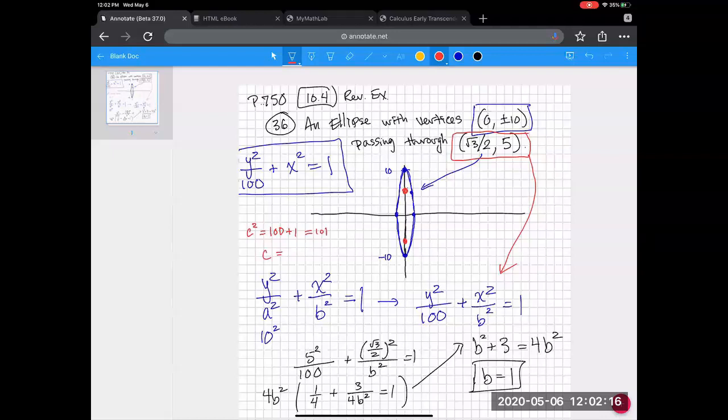except I just messed that up. I'm using a hyperbola instead of an ellipse. A is the big one. Let's try that again. Catch myself if I can. So a squared, which is 100, equals b squared plus c squared. So c equals the square root of 99, or 3 root 11. So these foci are going to be at 0 plus or minus 3 root 11.